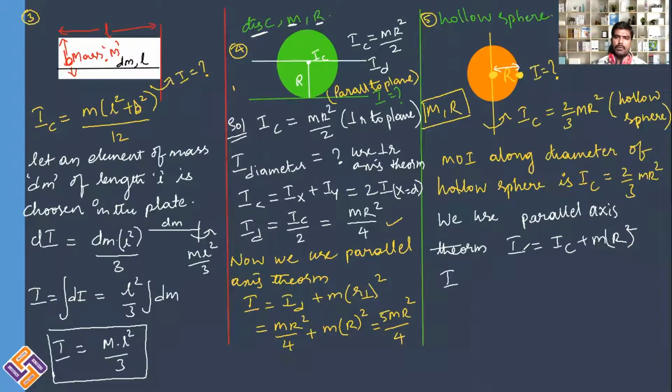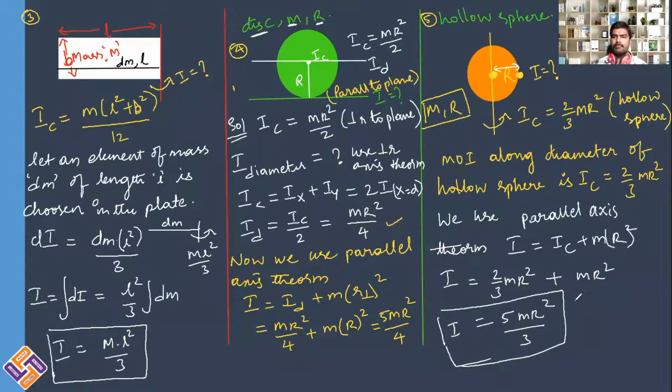I will be equal to, what is IC? 2 by 3 mr square plus mr square. This is 5 mr square divided by 3. That is moment of inertia of the hollow sphere about the tangent. So the axis is exactly tangential.